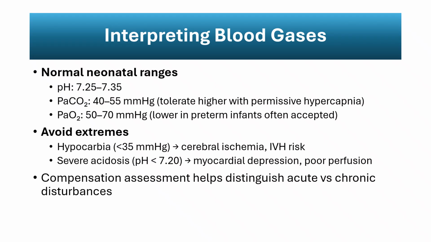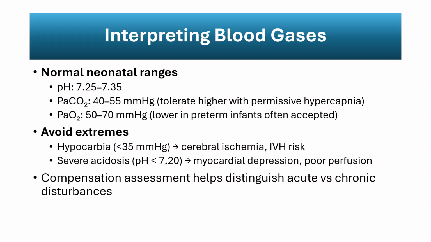Compensation occurs as the body attempts to restore pH toward normal. The kidneys adjust bicarbonate in chronic respiratory disorders, and the lungs alter carbon dioxide elimination in metabolic disturbances. Distinguishing acute from compensated states helps identify whether the primary disorder is recent or long-standing.